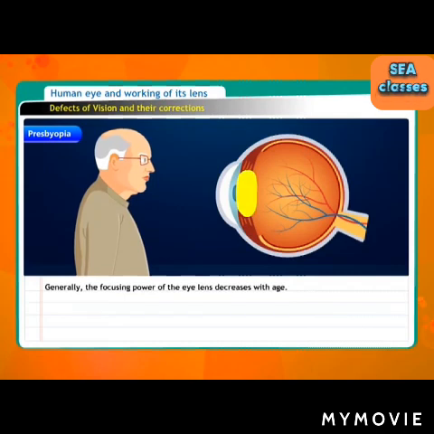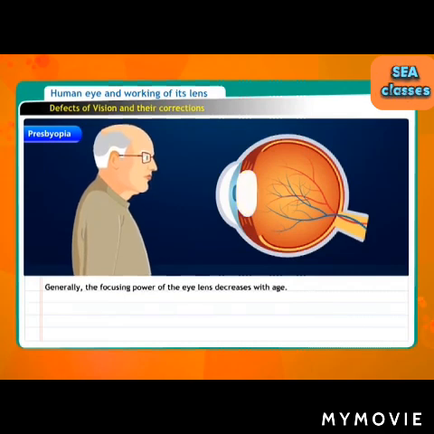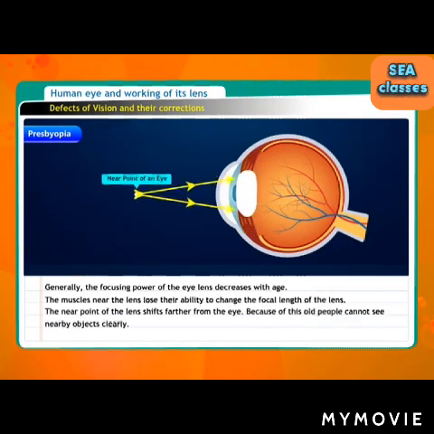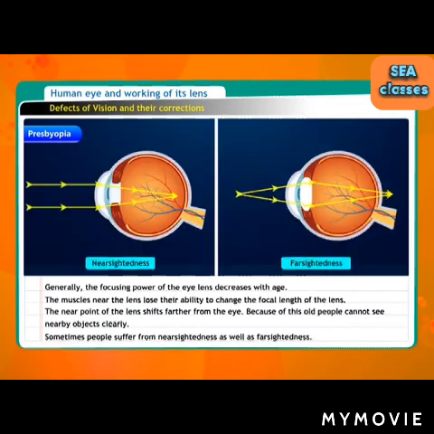Third, presbyopia. Generally, the focusing power of the eye lens decreases with age. The muscles near the lens lose their ability to change the focal length of the lens. The near point of the eye shifts farther from the eye. Because of this, old people cannot see nearby objects clearly.